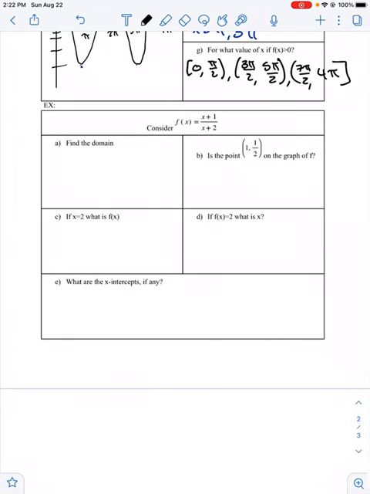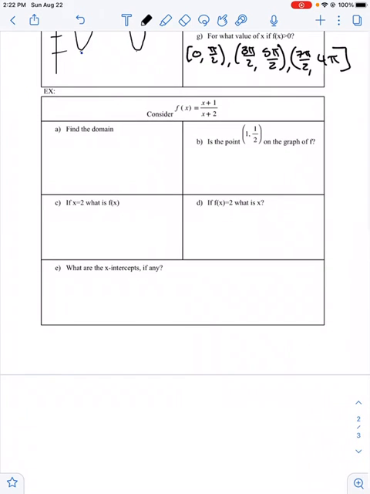Alright, so we're going to consider this function f of x equals x plus 1 over x plus 2. And first we're going to find the domain. So what in the denominator would we plug in for x to make that 0? And that's -2. So x such that x cannot equal -2.